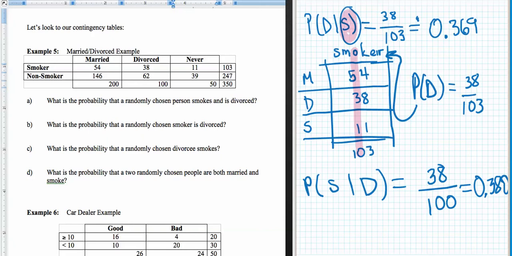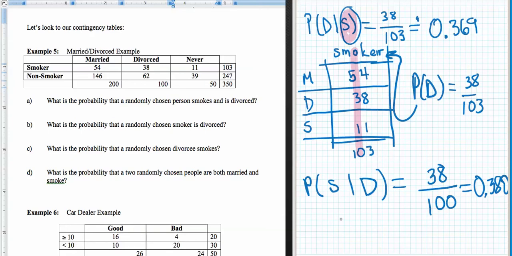One of the dead giveaways for conditional probabilities is a prepositional phrase, terms like "of these people," right? And this one, what's the probability that a randomly chosen divorcee smokes? So this one, I'm choosing randomly from divorcees, and this characteristic that they have becomes the verb in this situation, right? So what is the probability that two randomly chosen people are both married and smoke?